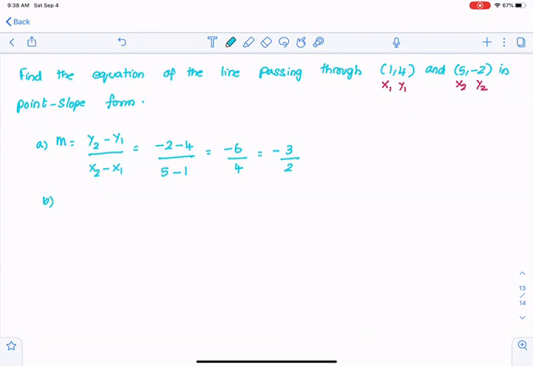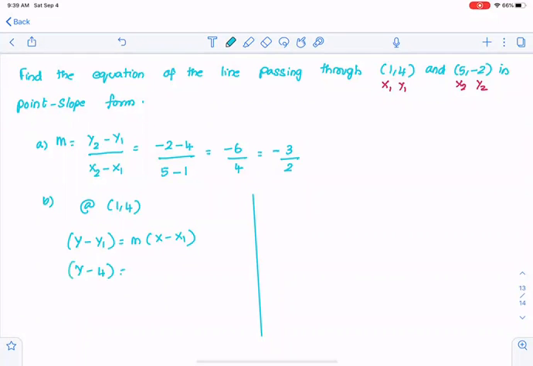For the point slope form, all we need is the slope and the point. Here we have a slope and 2 points. It doesn't matter which point you pick. Both of them would be a solution, and I'll show you how. If I picked the first point, 1, 4, I will have y minus y1 equals m times x minus x1. So y minus 4 would equal m, which is negative 3 over 2, multiplied by x minus x1, which is just 1.